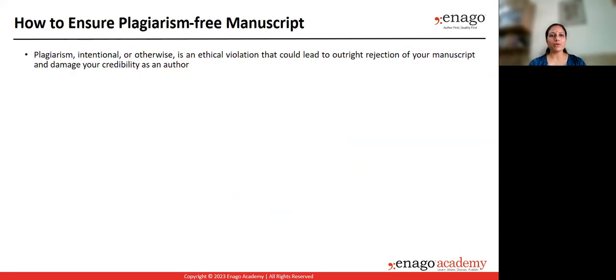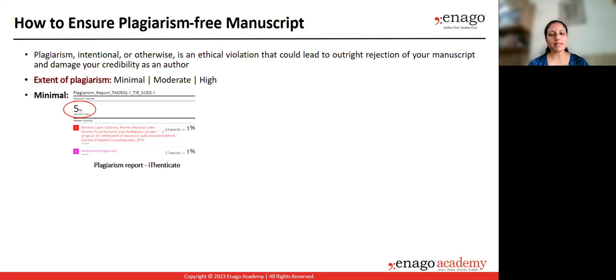We shall move ahead now to understand how we can ensure that the paper is plagiarism free. Plagiarism, as we know, is an intentional or otherwise ethical violation that could lead to outright rejection of the paper once it is submitted to the journal, and it can even damage your credibility as an author. The extent of plagiarism in a research paper can vary from minimal plagiarized content to moderate or even highly plagiarized text. Let us take an example of minimal plagiarized content.